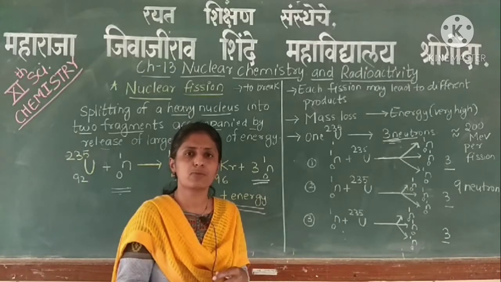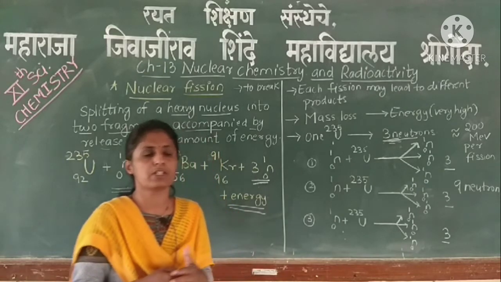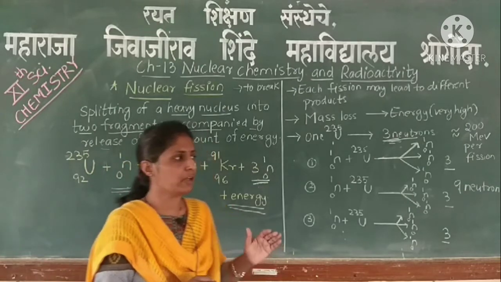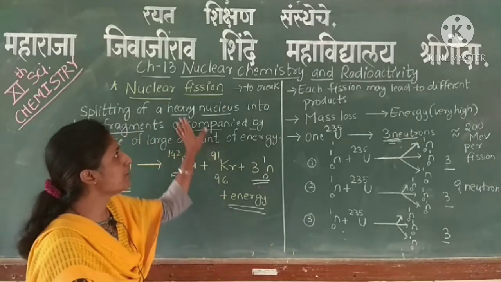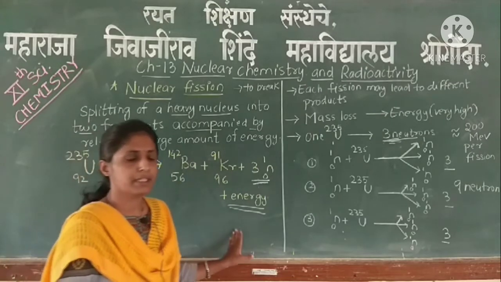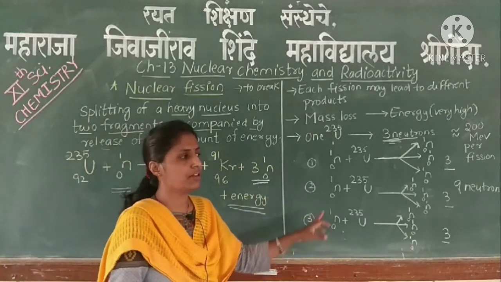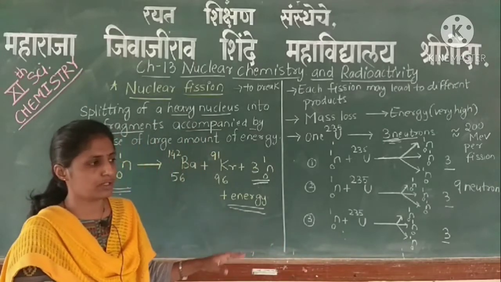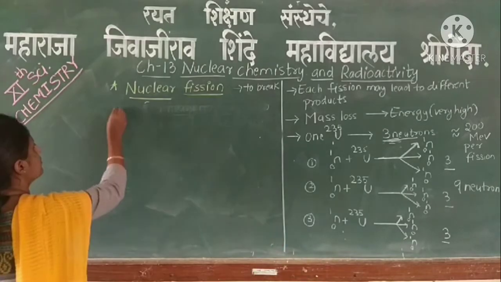This reaction may continue and result in an explosion, and this type of reaction is used in the atomic bomb. In the atomic bomb this nuclear fission reaction is taking place. It is due to the chain reaction which is being produced, where the neutrons are being produced in a chain.